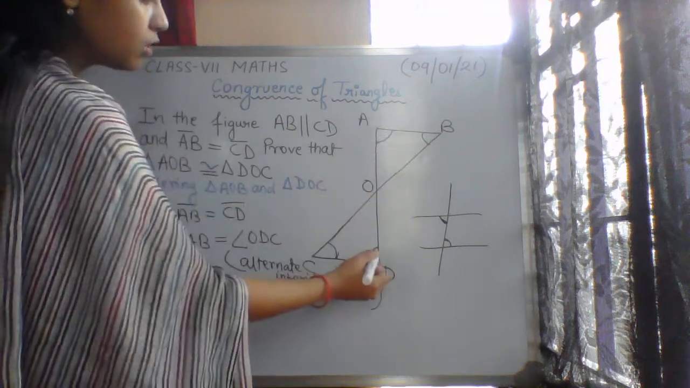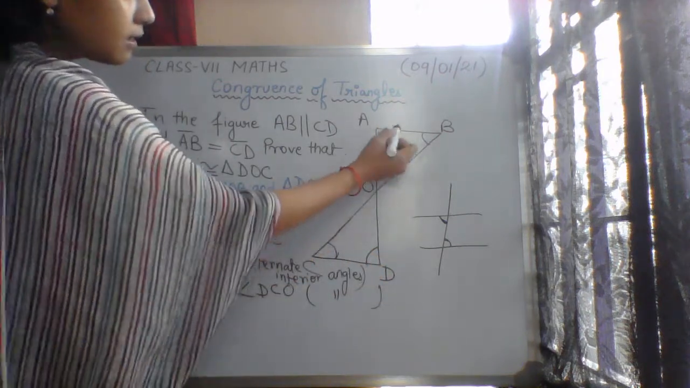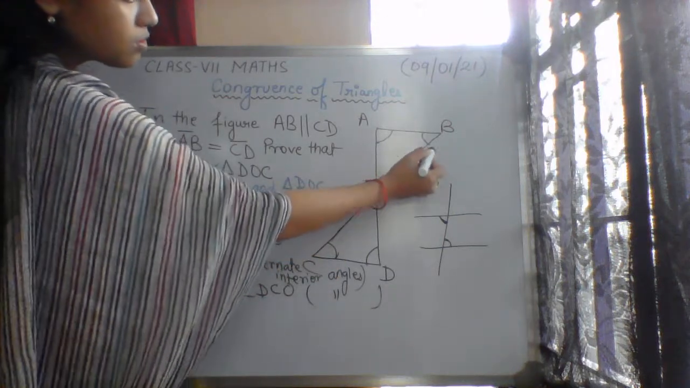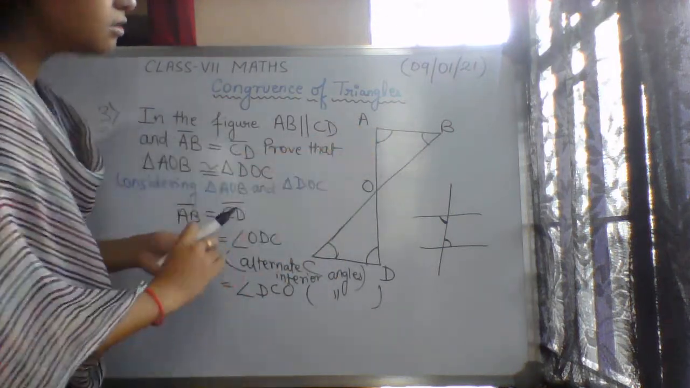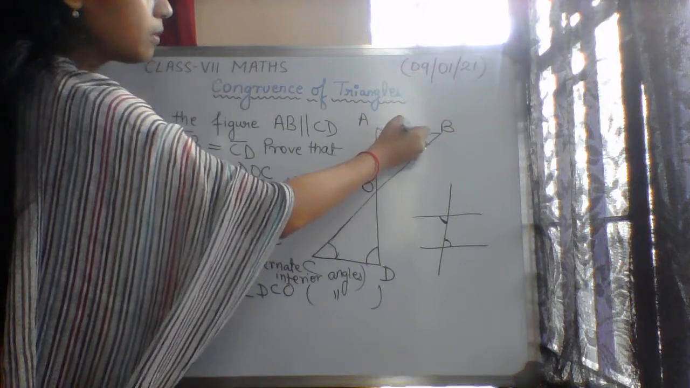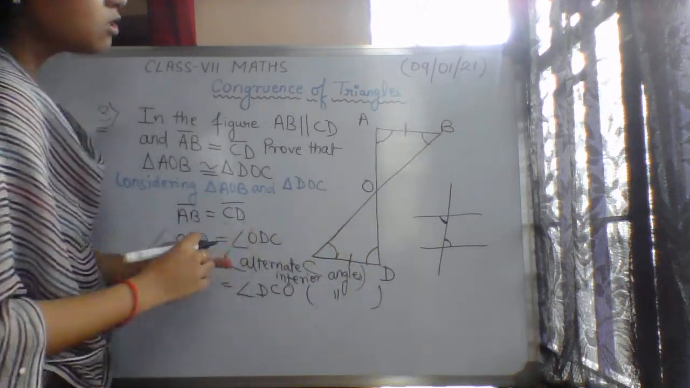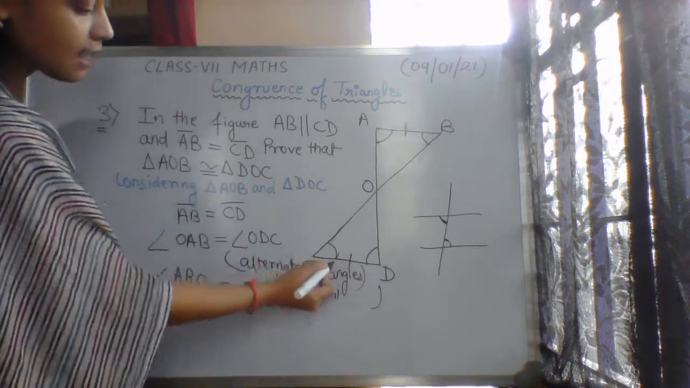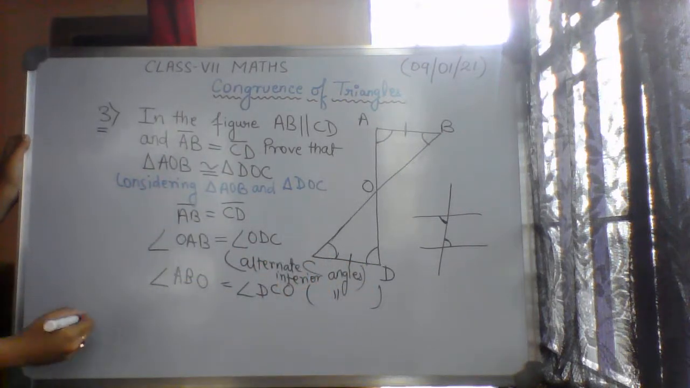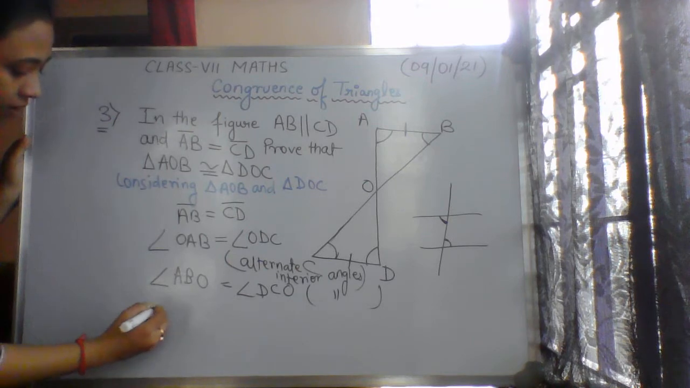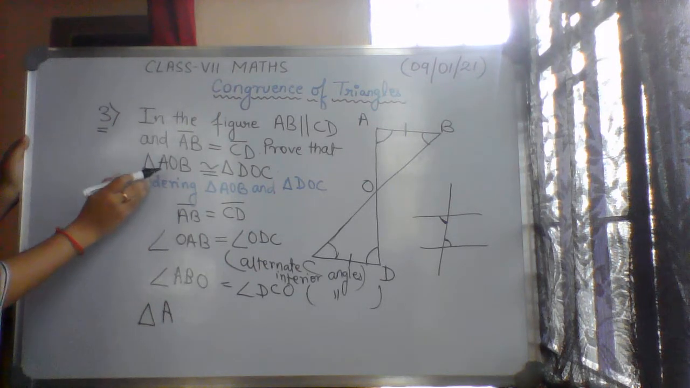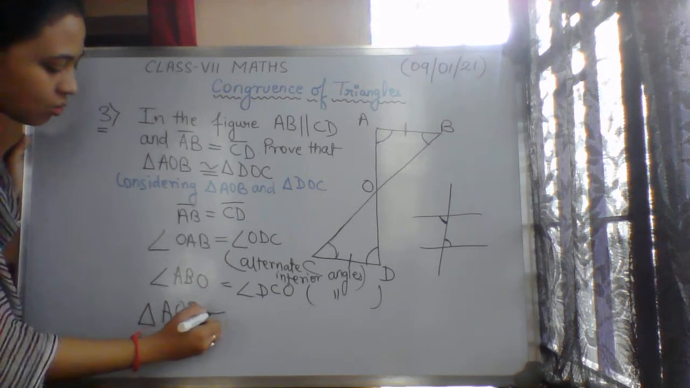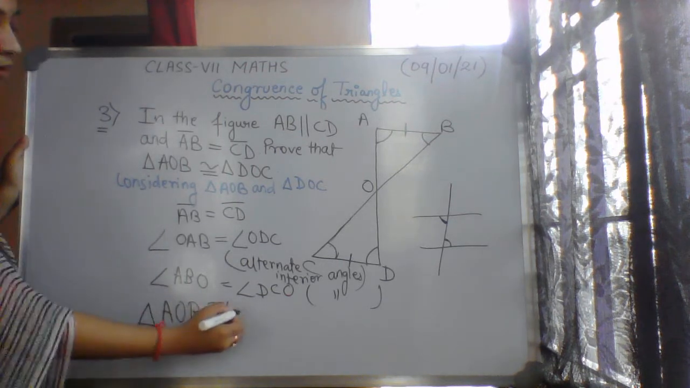This angle equals this angle, this side equals this side, and this angle equals this angle. So you can show it with the symbol also: angle, side, angle. So here also angle side angle. So our triangle AOB, what is given in the question, that only I am taking, AOB is congruent to triangle.